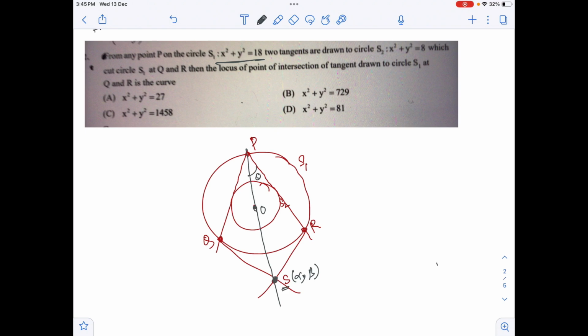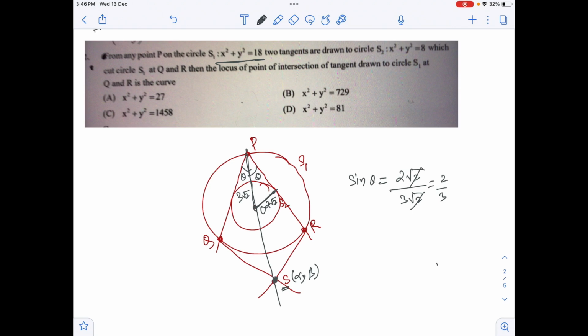So let's call this angle theta. This will also be theta by the half-fold symmetricity or congruency. What about this radius? This length is already 2 root 2 and OP is 3 root 2, right? So that gives me the sin theta value. Sin theta is perpendicular 2 root 2 by hypotenuse, so sin theta we are getting as 2 by 3.